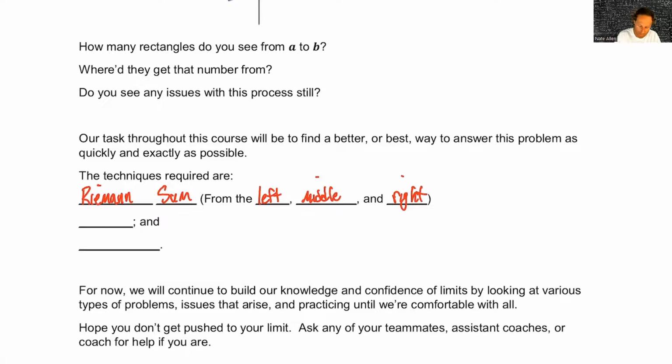We will use the limits that we're learning in depth in this chapter, as well as this new symbol and concept that we will call an integral later on down the road. But for now, let's keep working on limits.